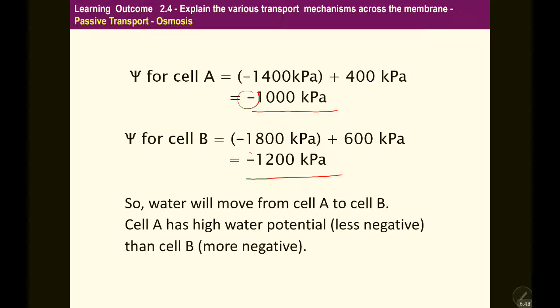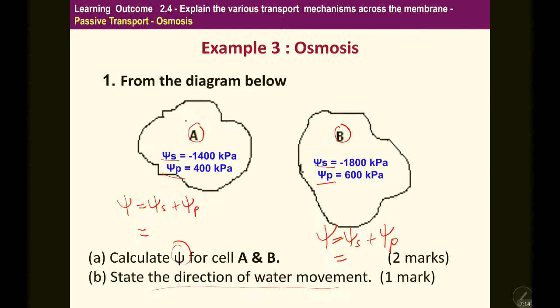Don't forget the negative here. Negative 1000, negative 1200. So of course, cell A has higher water potential. Negative 1000 is higher than negative 1200. Therefore, water moves from A to B. Water always moves from high water potential to low water potential region. So the water will move from A to B until they reach equilibrium.